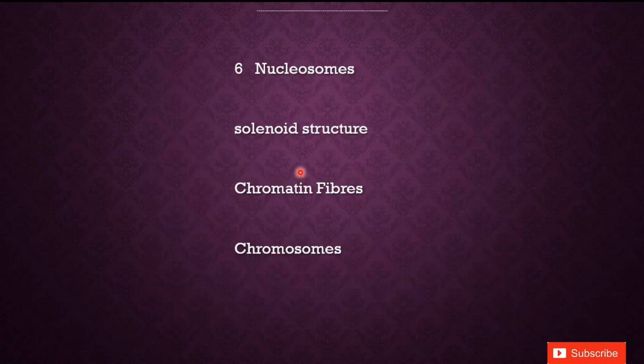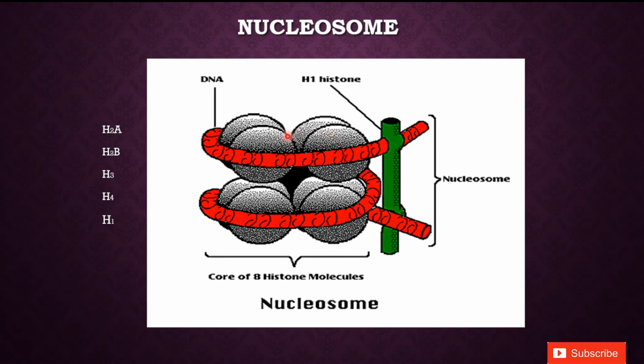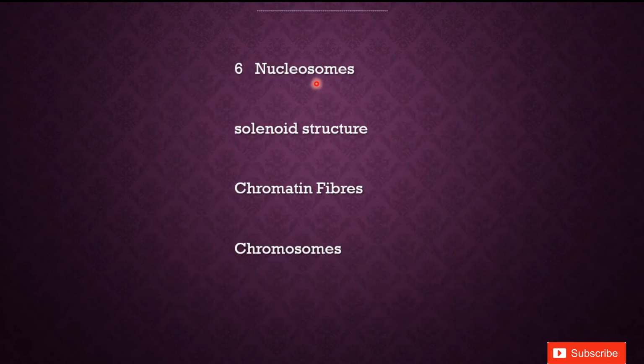Now what happens when 6 nucleosomes, see this is a single nucleosome, when these type of 6 nucleosomes combine together or undergo coiling, it forms a solenoid structure. When this solenoid structure again undergoes supercoiling, coiling and coiling, it forms chromatin fibers. And when chromatin fibers undergo coiling and supercoiling, it forms a chromosome.